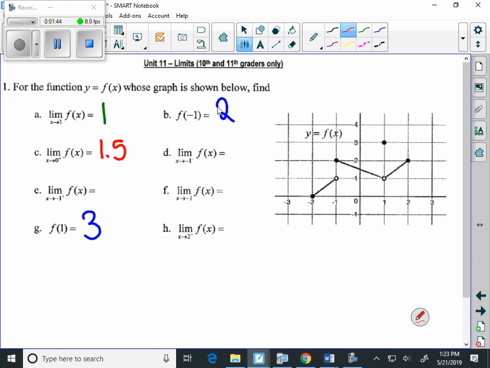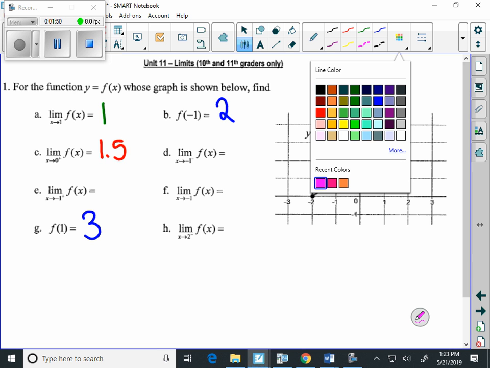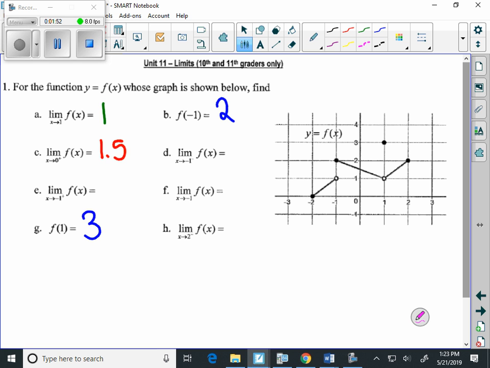The limit as x approaches -1 from the left. Well, as x approaches -1 from the left, we're going to go here, here, here. It looks like we're getting very, very close to the value of not -1, but +1.